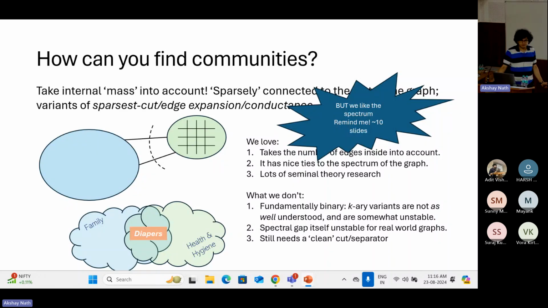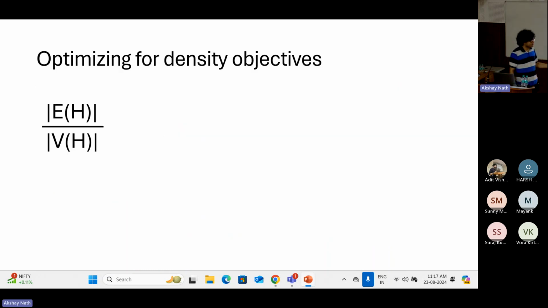Okay, great questions. Any more questions? So in the absence of a clean cut or separator, what can you do? Does anyone have any guesses? How can I find these dense subgraphs? Any guesses? What's a possible method you could use? Yeah, exactly, that's exactly my next slide. You can take a density-based objective and say, let me look at how I can maximize this objective, and you have a density objective like this.